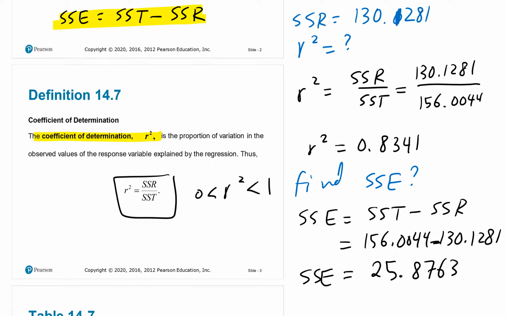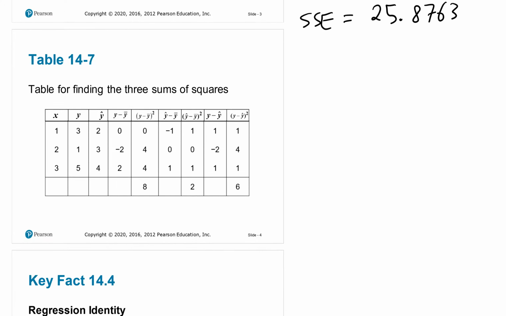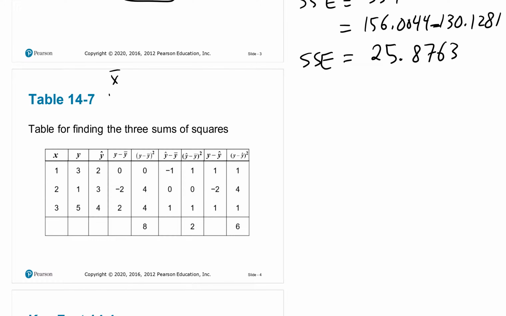Now, calculation wise, we can look at an example. The book shows an example of calculation, as you can see. How do we find these values? If you remember, we need to find the x mean and the y mean. 1 plus 2 plus 3 is 6, divided by 3, that's 2. Y bar is 3 plus 1 plus 5 divided by 3.